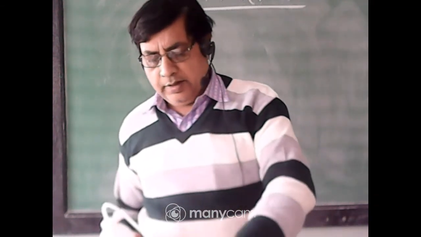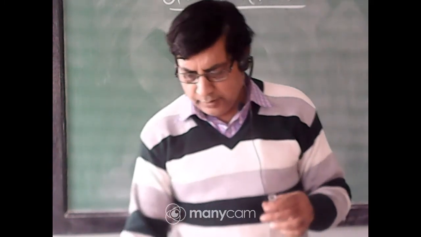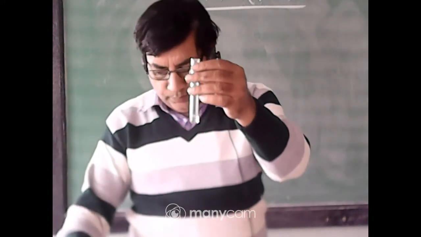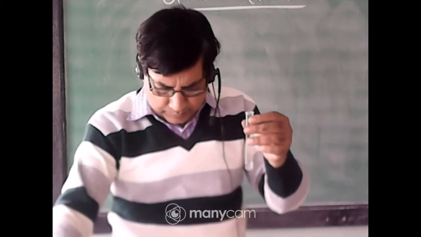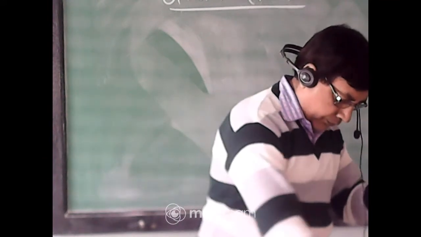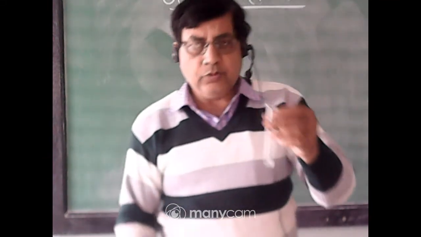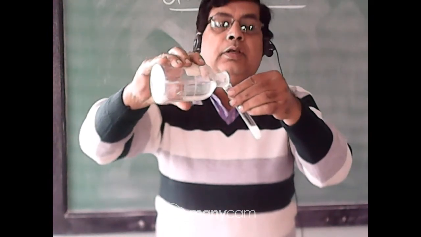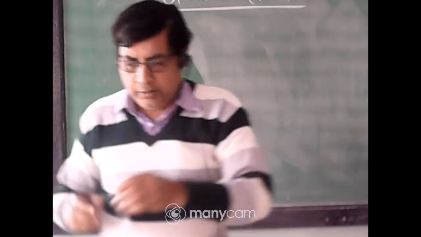Okay. Now you perform the second test. What is the second test for anion? With barium chloride. Take a small amount of sample in a test tube. You then add barium chloride solution, BaCl2. See, a white precipitate is formed. That means the sample contains sulfate ion.